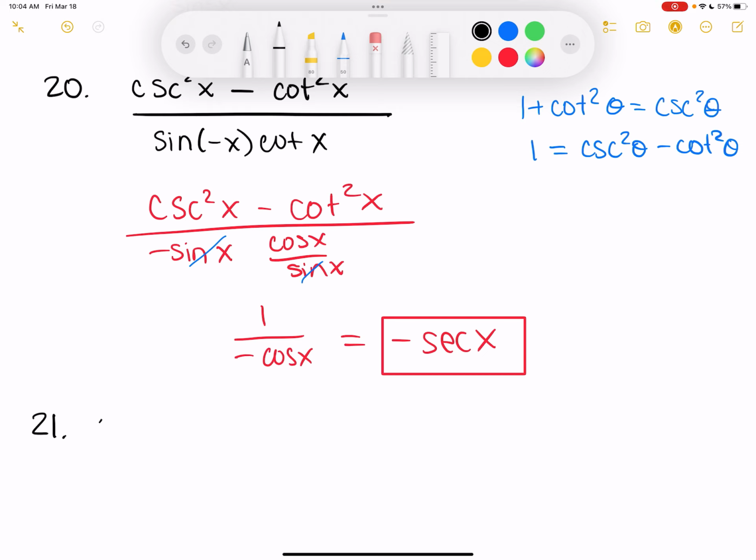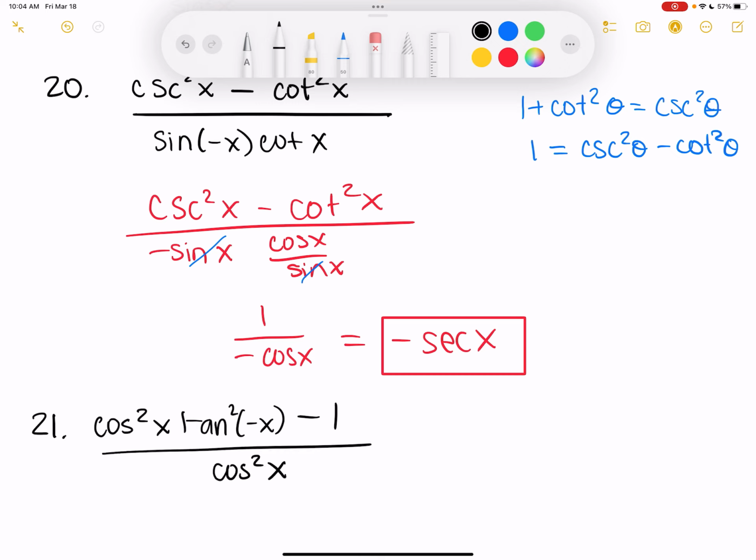About to get wicked: cosine squared of x times tangent squared of negative x, minus 1 over cosine squared of x, all over 1. This is the last one we're doing today.